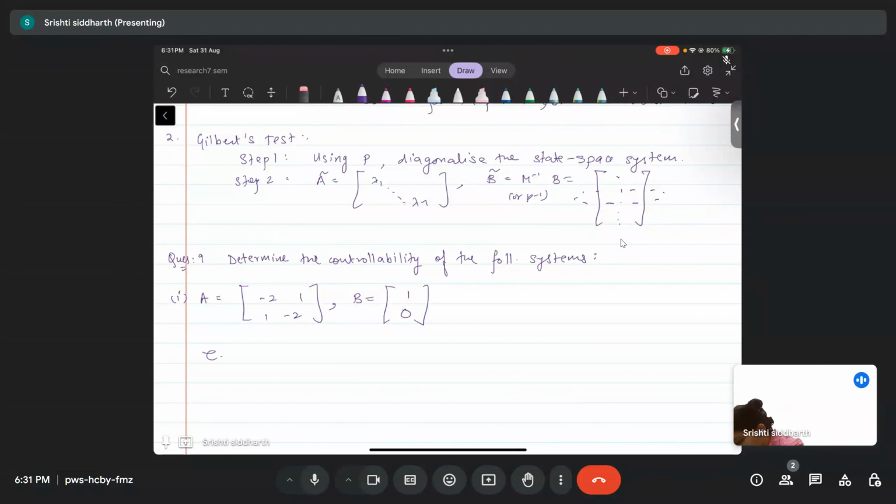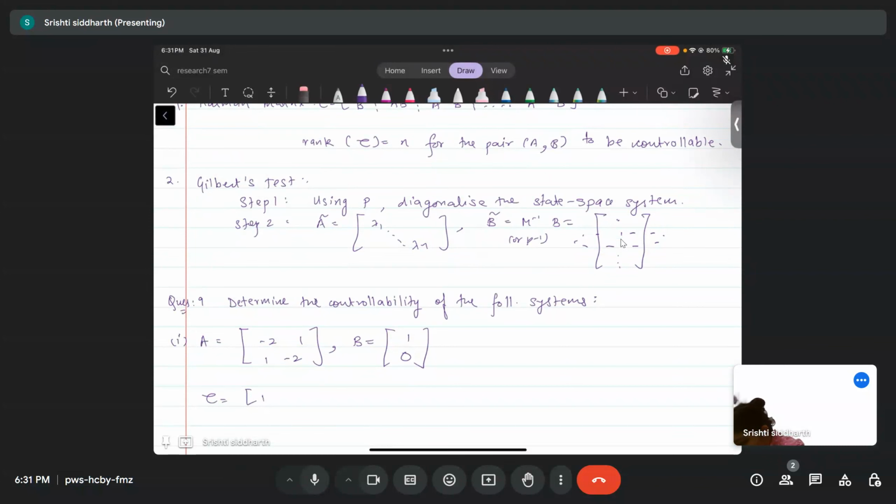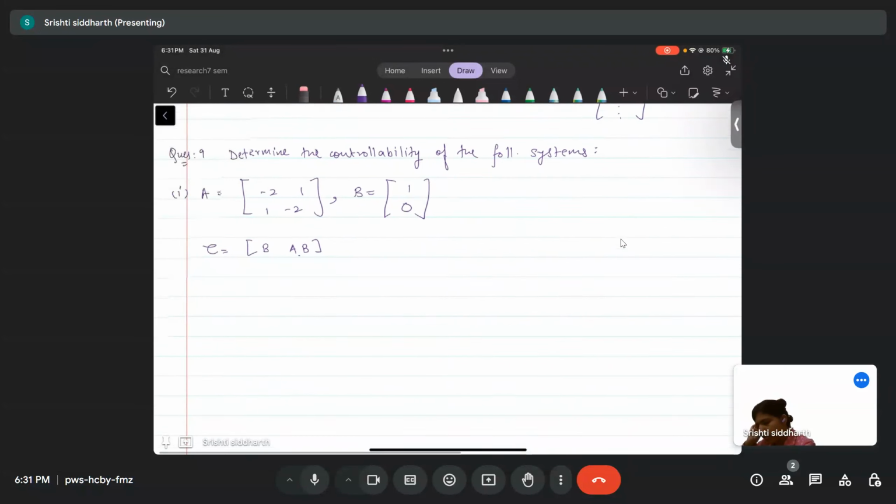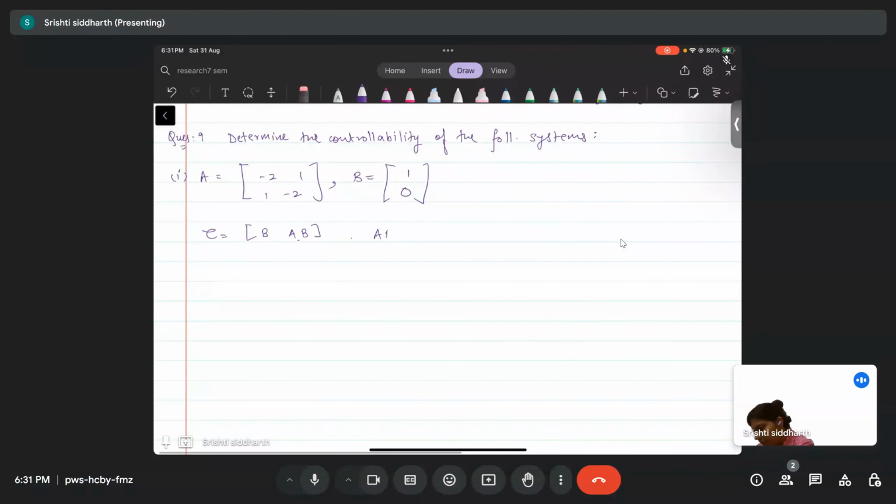Okay, so the controllability matrix is going to look like B and AB, right? Because this goes up till n minus 1. So we just need to find out what AB is. AB becomes [-2; 1]. So we have the matrix [1, -2; 0, 1].